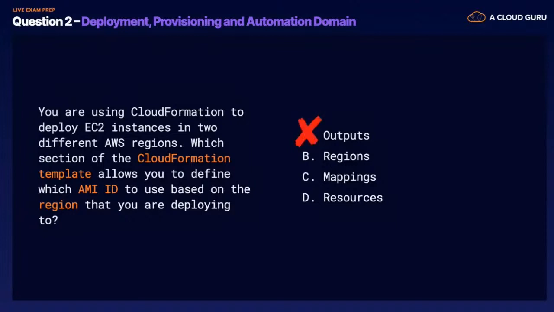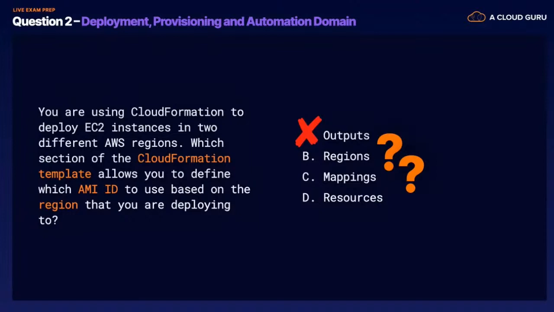All right, so first off, I can say outputs. Well, outputs is how we spit stuff out of CloudFormation templates. So we're not going to be defining any regions in the outputs section, right? Next, regions. Maybe, I haven't really heard of regions as part of a CloudFormation template, but let's just keep it in there because it kind of sounds like it may fit.